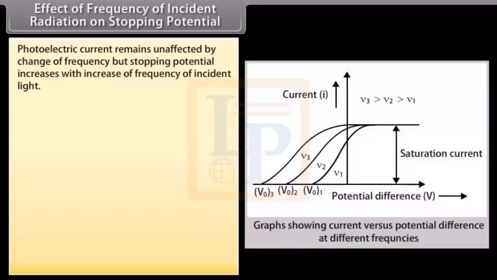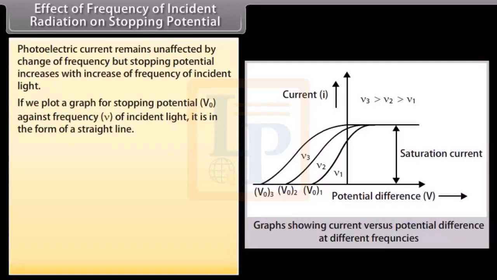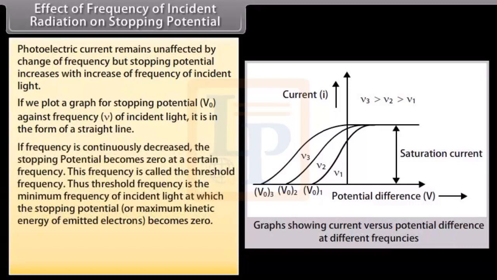Effect of frequency of incident radiation on stopping potential. Photoelectric current remains unaffected by change of frequency, but stopping potential increases with increase of frequency of incident light. If we plot a graph for stopping potential V0 against frequency ν of incident light, it is in the form of a straight line. If frequency is continuously decreased, the stopping potential becomes zero at a certain frequency.